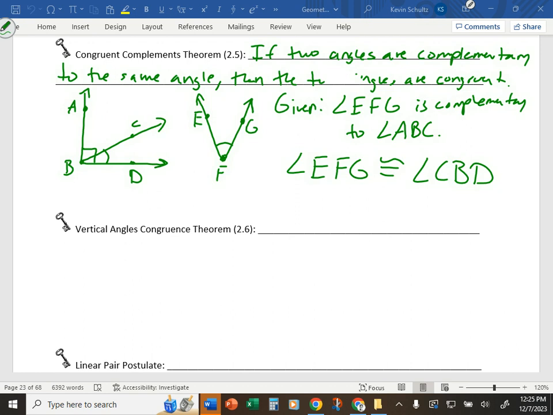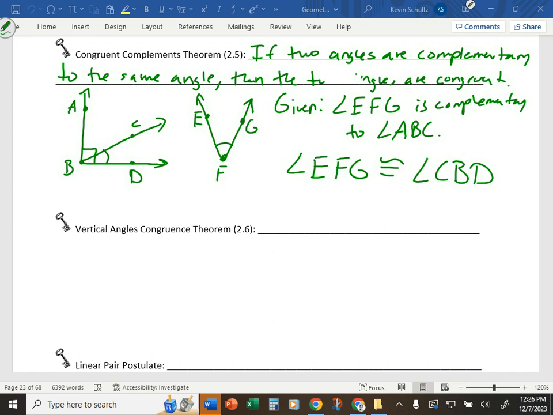So if I tell you that EFG is also complementary to ABC, that means these two angles have to be the same. I thought you meant that EFG was trying to fit into ABC. No. EFG could slide into where CBD is and fit perfectly. Okay?